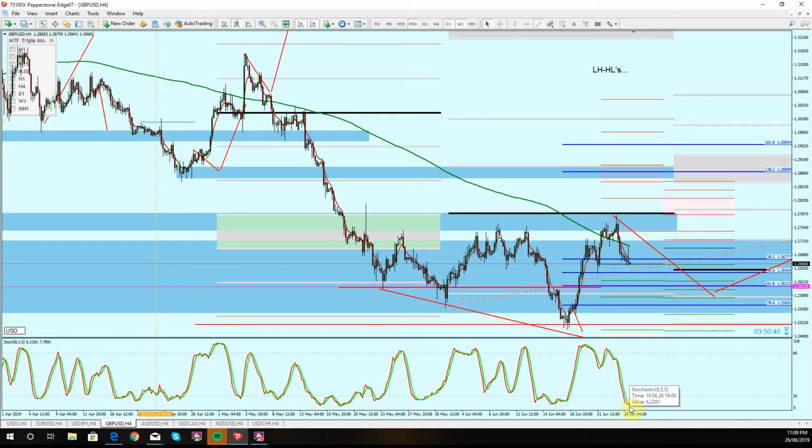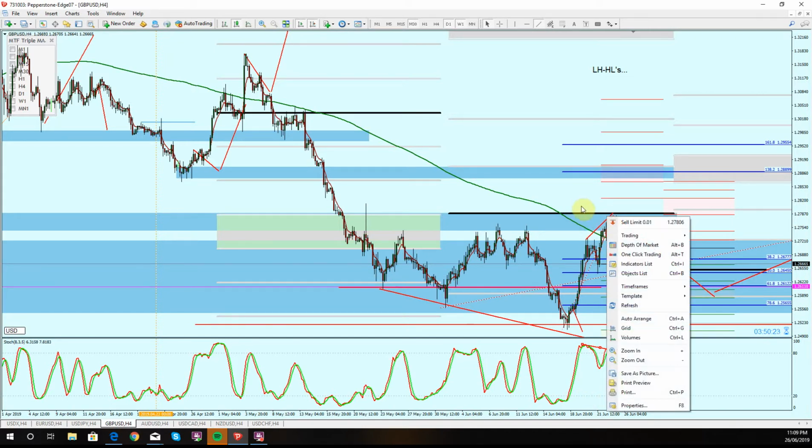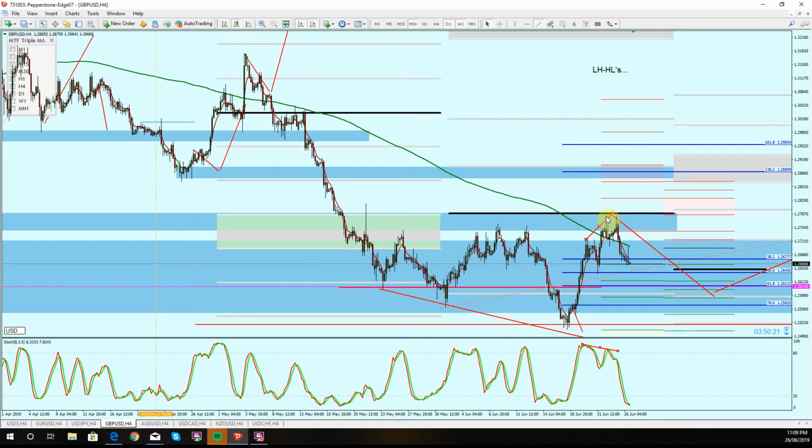Stochastics are well oversold. You had a divergence here which no longer applies. There's your divergence because we missed it. Clear divergence there, and this went up like that, but we've missed that. It's gone, long gone. So get rid of those ones. Not doing us any good at the moment, but we missed that divergence. But we are looking at this rolling up.